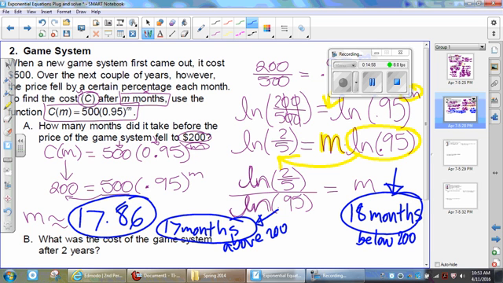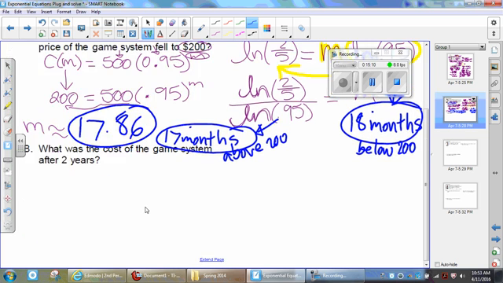Now, how could you check all this? Well, you could always type in your equation and get a table of values. And you could check what would be the price at 17, what would be the price at 18. Okay? So let's go to the second part of this question.